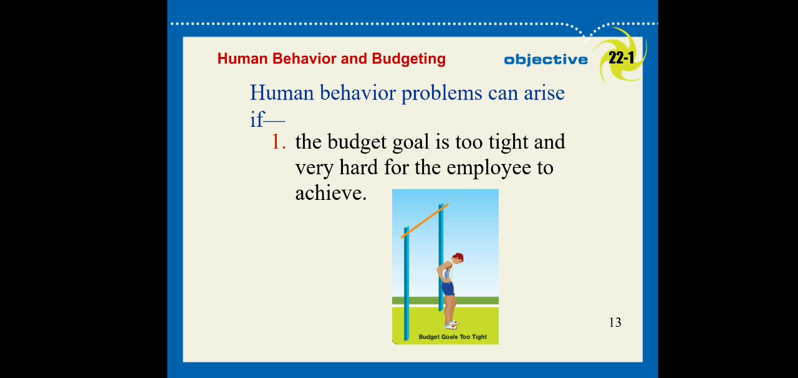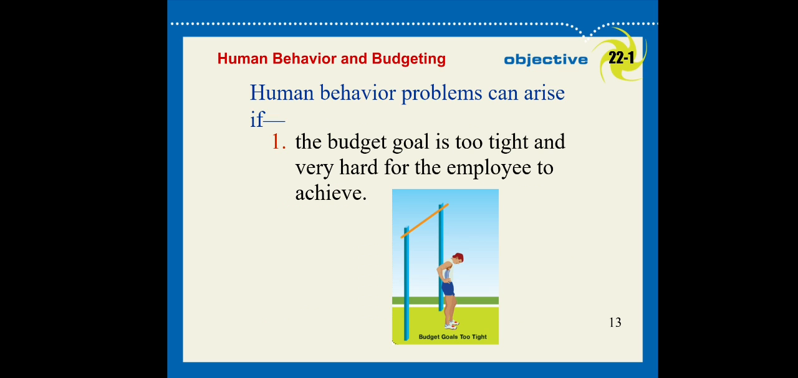Okay, the next thing about budgeting. One thing that you have to know is that budgeting or a budget can affect human behavior or employees' behavior. See here, human behavior problems can arise if, one, the budget goal is too tight and very hard for the employees to achieve. So if you have a business and you make the budget goal too tight and very hard for the employees to achieve, what will happen to your employees? The employees will become demotivated.